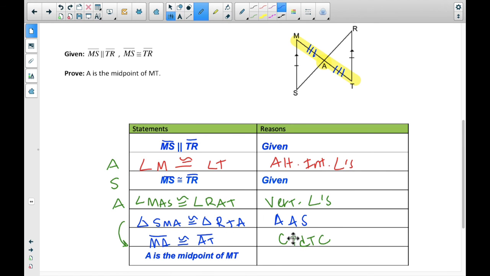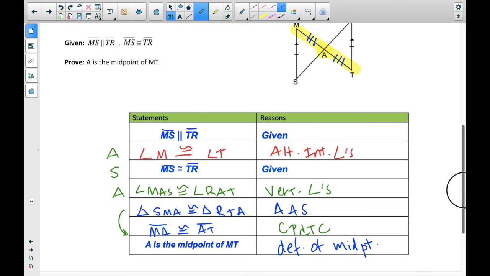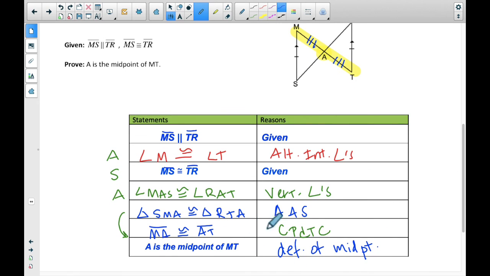Let's think about it. Does it fit with CPCTC? MA and TA, well, I called it AT, but TA and AT are the same thing. So yes, we can say that MA is congruent to AT by CPCTC. So that means that A is the midpoint. How do we know that? Because that's the definition of a midpoint. We're kind of going backwards from the definition that we did a minute ago, but it's still the definition. The definition says if you've got two things that are congruent, then the A in the middle must be the midpoint.